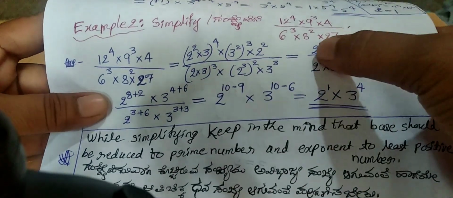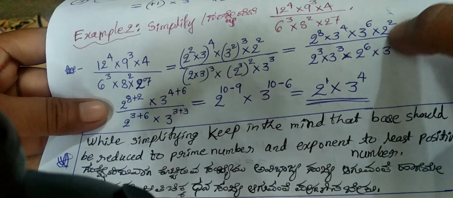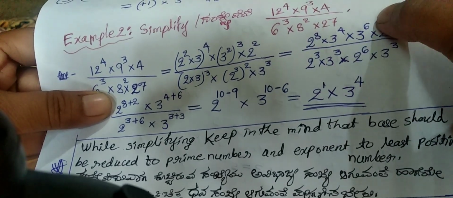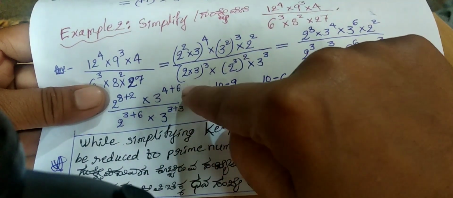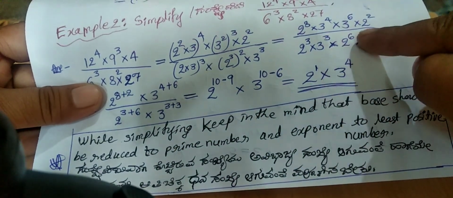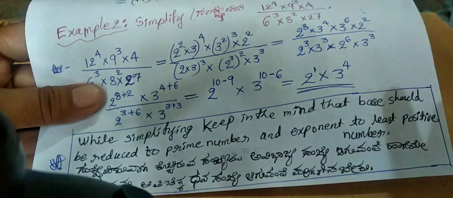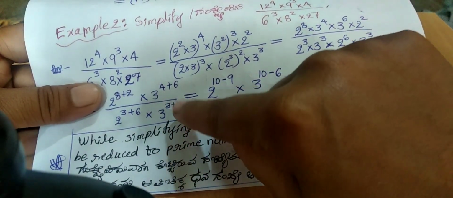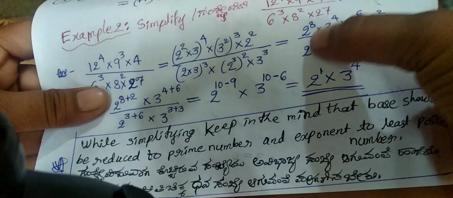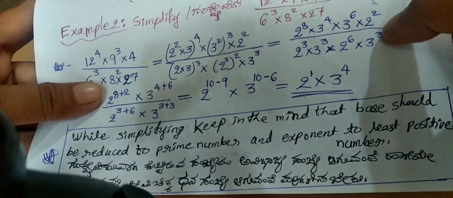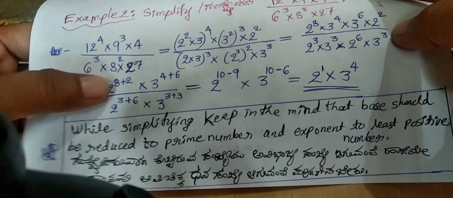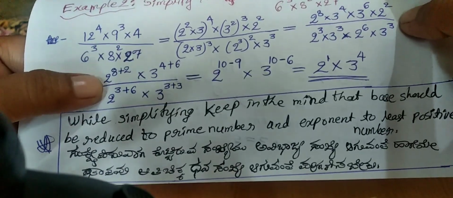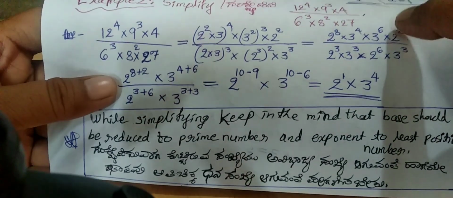So what happened? 2 to the power 8 into 2 square is 2 to the power 8 plus 2. 3 to the power 4 into 3 to the power 6 is 3 to the power 4 plus 6. 2 cube into 2 to the power 6 is 2 to the power 3 plus 6. 3 cube into 3 cube is 3 to the power 3 plus 3. Here a to the power m into a to the power n equals a to the power m plus n, the formula is chosen to simplify in fewer steps. So what happened?